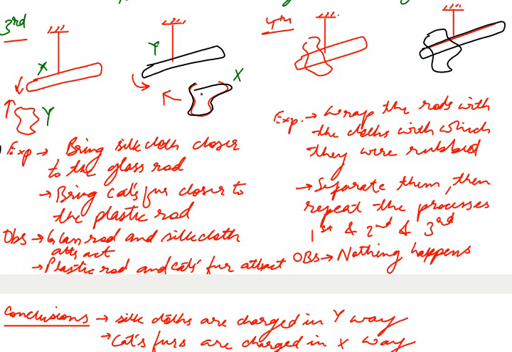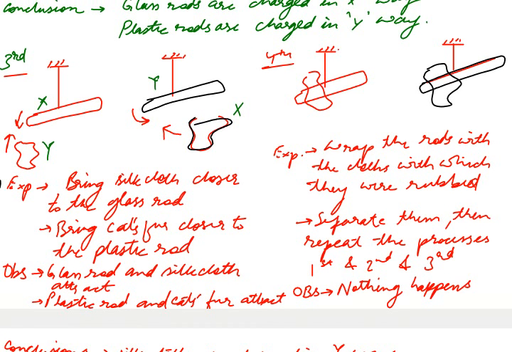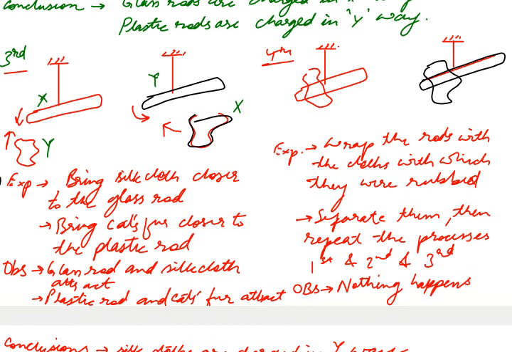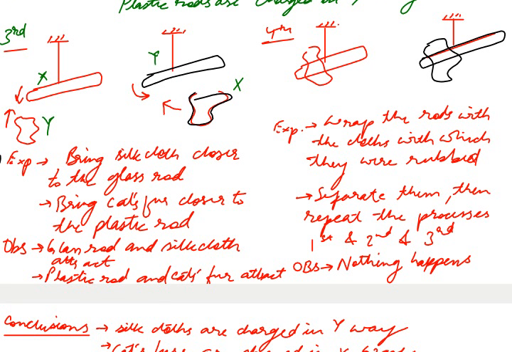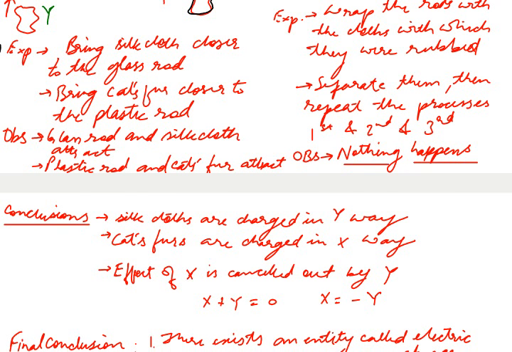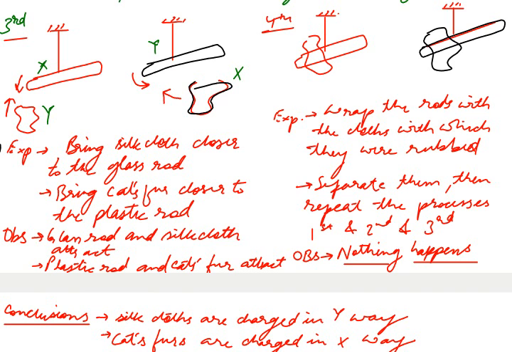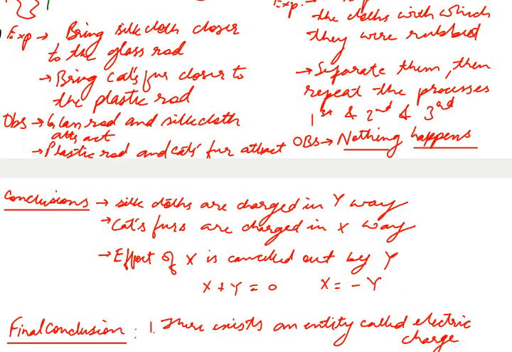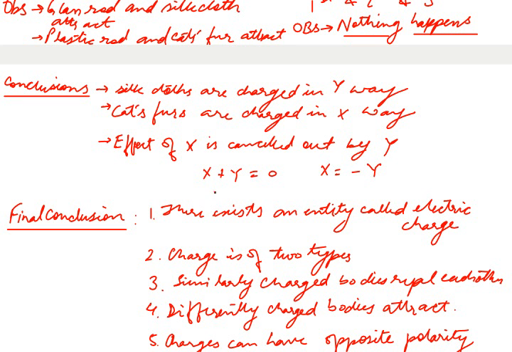And in the final conclusive process, we wrapped the cloths with the rods with which they were rubbed and kept them for a moment. Then we separated them and repeated processes 1, 2 and 3. What we observed: nothing happened. When the two differently charged objects were again brought in contact, their charges cancelled out, meaning the two different types of charges are opposite to each other. X is opposite to Y. That was our conclusion from the fourth process.